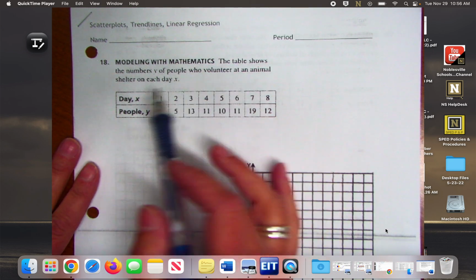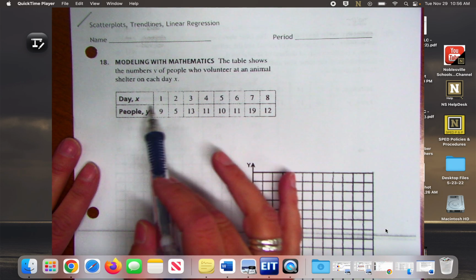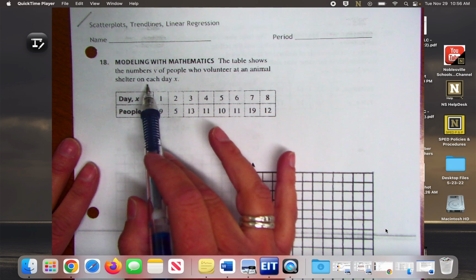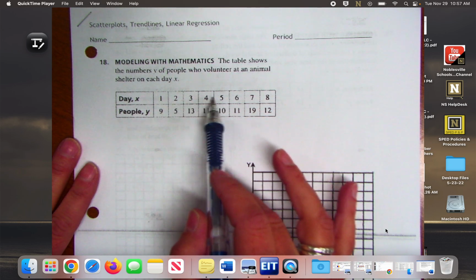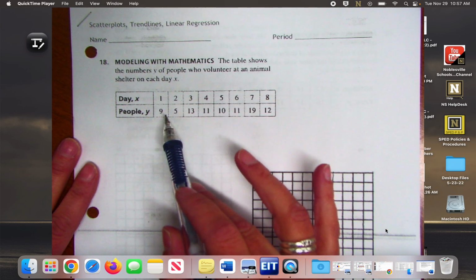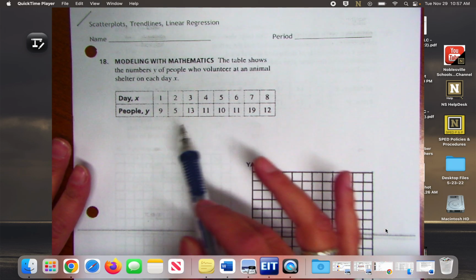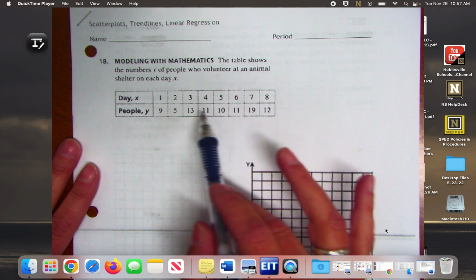So what we have here is the number of people, those are our Y values, who volunteered at an animal shelter on each day. So they kept track of the first, second, third, fourth, and so on days, and how many people came to volunteer. Just random days, random number of volunteers.